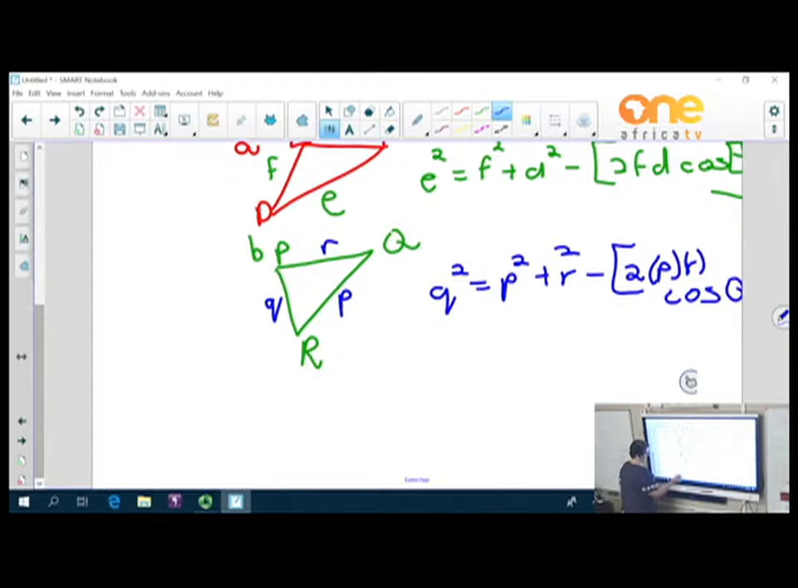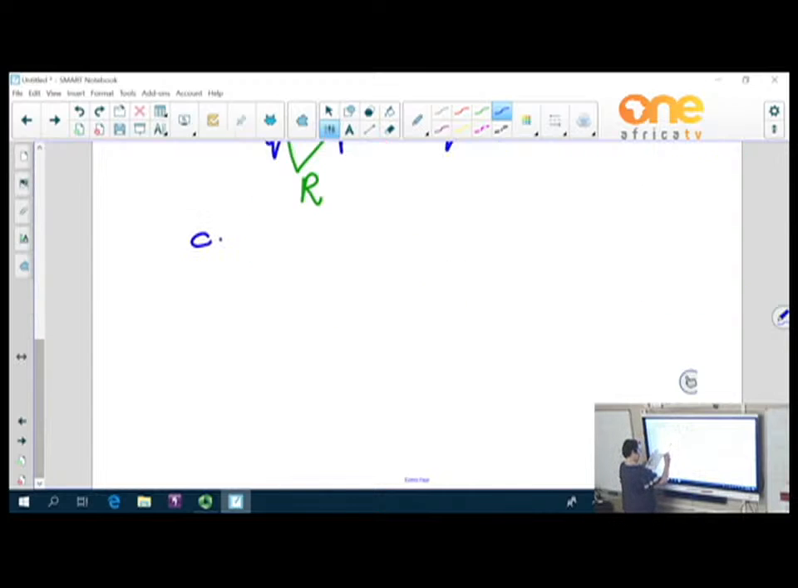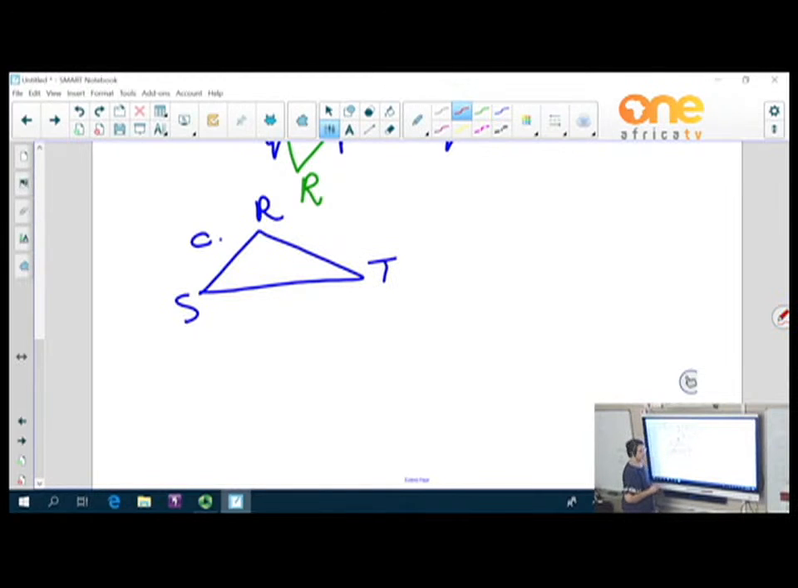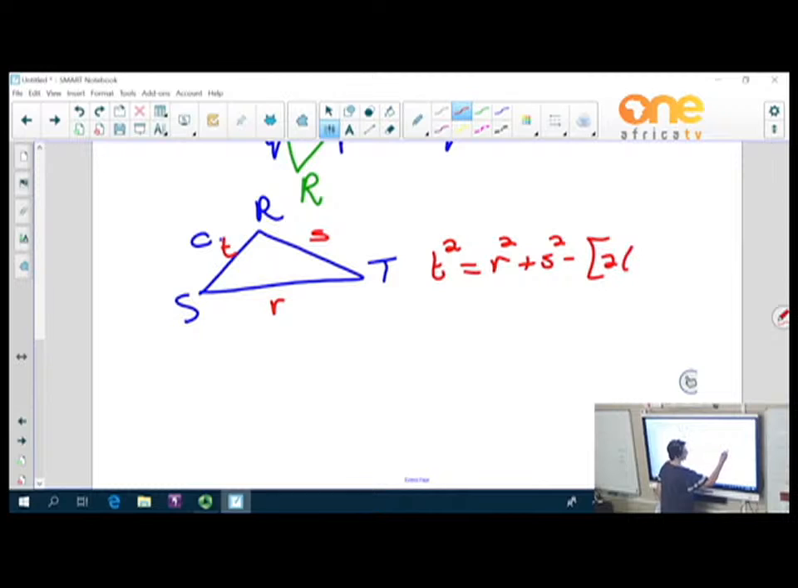And the last one there, number C, there's the triangle RST. So what will the sides be? This is what we want to find now. This is r, this is s, and this is t. Let's say you want to calculate t, then t squared is equal to r squared plus s squared minus 2 times r times s cosine T, coming back to that angle. And the side, that's the one that you want to calculate.